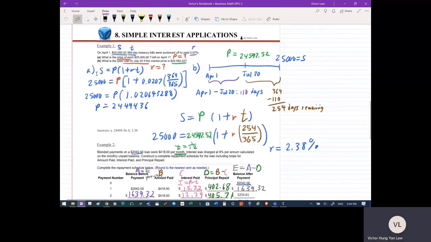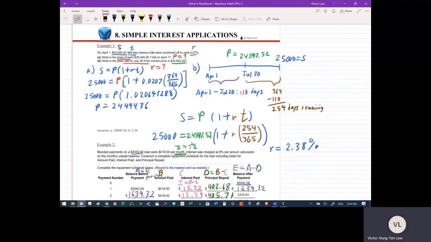And we're going to use the same formula: S equals P times (1 plus RT). And we're going to solve for P. We're going to solve for the price today. So we substitute 25,000 into S. R is 2.07%, so it's 0.0207. And then for T, our T is 364 divided by 365.